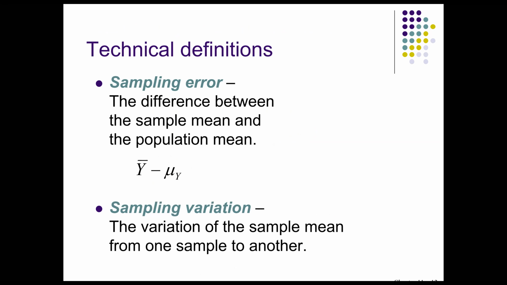So sampling error is the difference between the sample mean and the real population mean. And you see here, this is y bar, the mean from a sample, and this is mu, the mean from all of your population cases, all of the y's. And so the mathematical definition of sampling error is just subtracting the population mean from the sample mean. And sampling variation just refers to the sample mean differences from one sample mean to another.